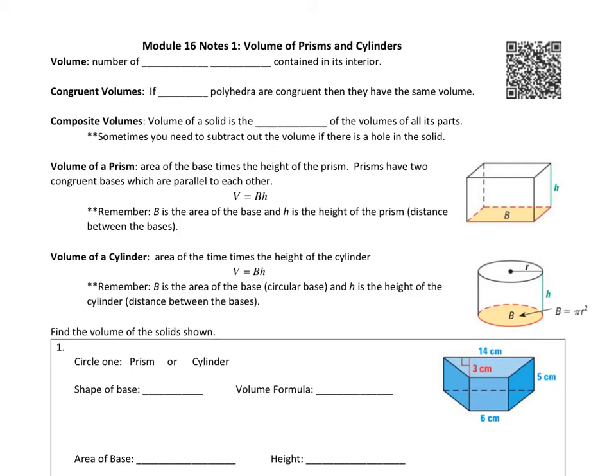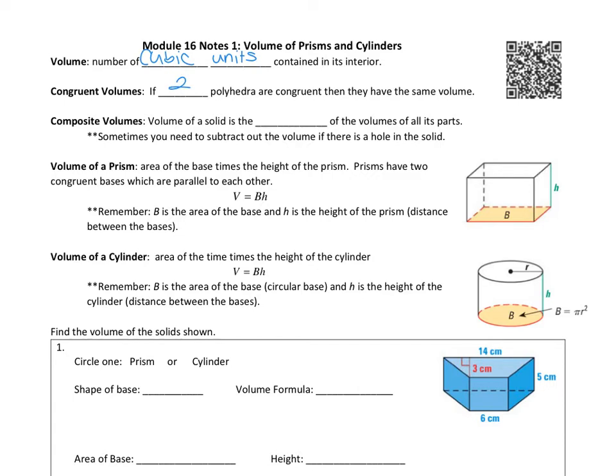Now in Module 16, we're going to talk about volume of different 3D figures, and the two we're going to talk about in this video are prisms and cylinders. To begin with, we know that volume is the number of cubic units inside a figure that makes up that figure. If we have two congruent volumes, that means we have two polyhedra that are congruent and they have the exact same volume.